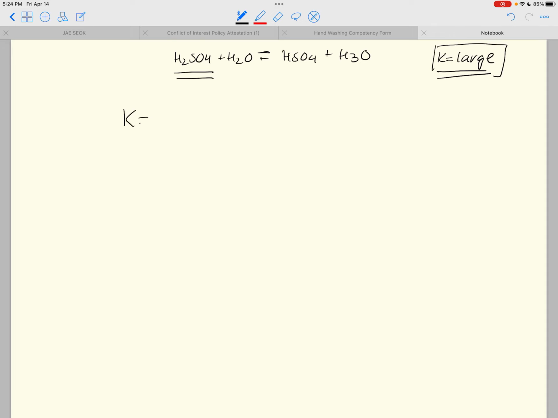Now I want to emphasize what K means. K can tell us two things. First thing is we are at equilibrium, right? And the second thing K tells me is I have more product than reactant. Therefore, I know sulfuric acid is a strong acid because I make a lot of product.